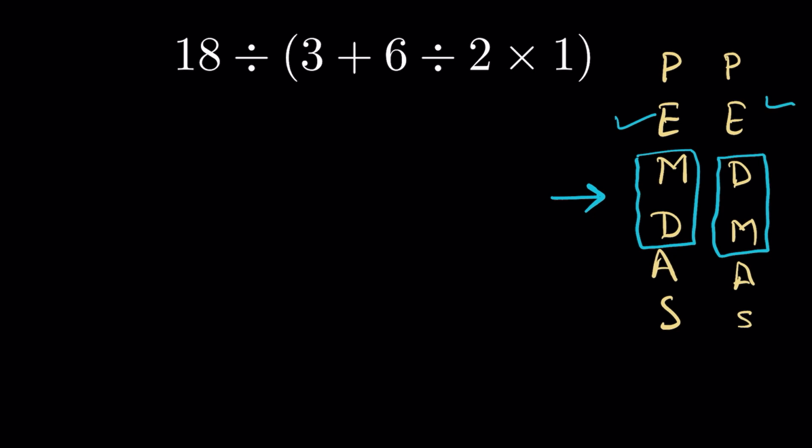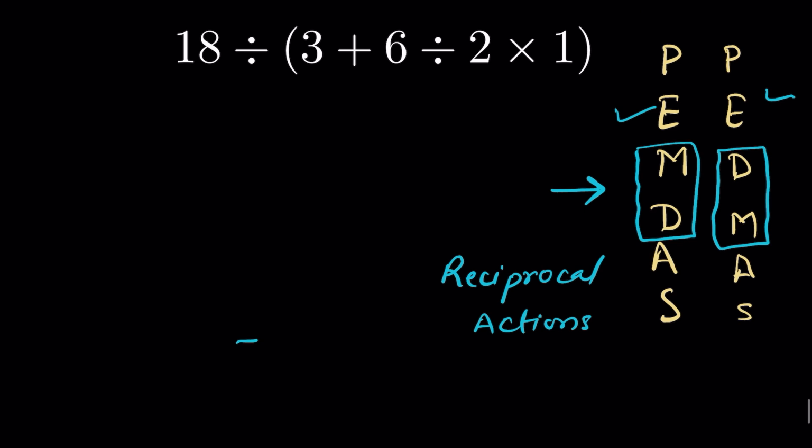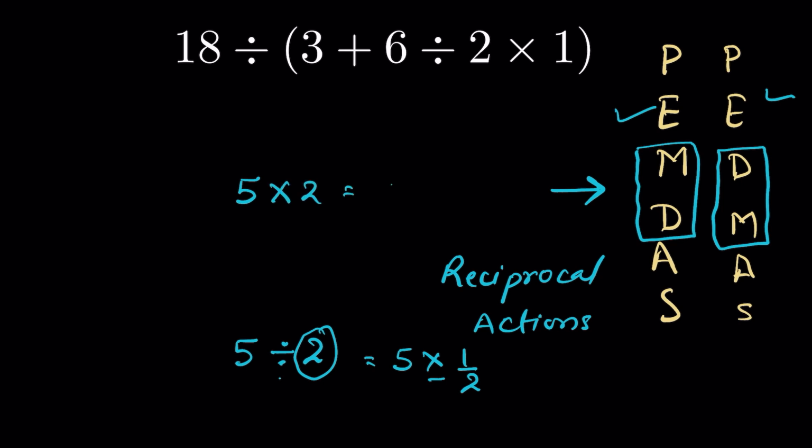You see, multiplication and division are reciprocal actions. So 5 × 5 ÷ 2 is also equal to 5 × 5 × 1/2. So division gets converted into multiplication and the number after that gets inverted. So division is the reciprocal of multiplication and vice versa. For example, if you have to write 5 × 2, you can also write it as 5 ÷ 1/2. So when you convert division into multiplication, it will be 5 × 2.